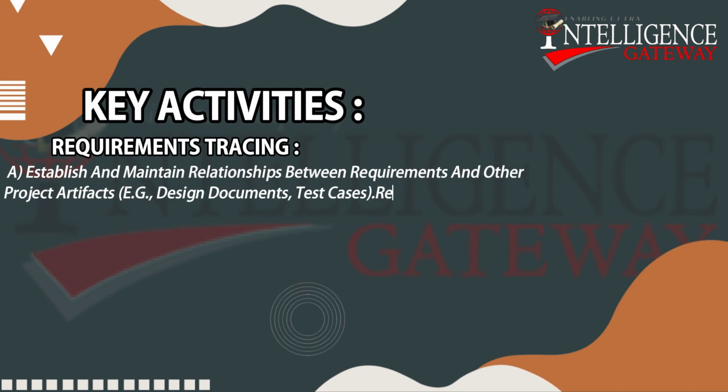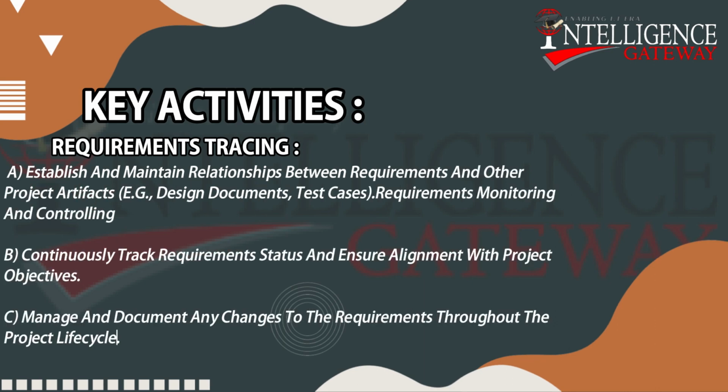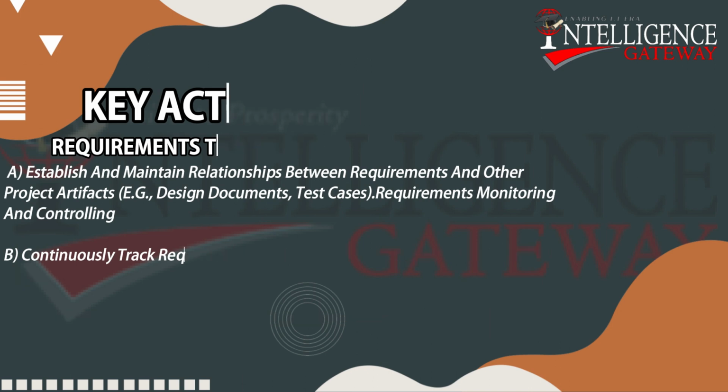Key activities. Requirements tracing. A. Establish and maintain relationships between requirements and other project artifacts, e.g., design documents, test cases. Requirements monitoring and controlling. B. Continuously track requirement status and ensure alignment with project objectives. C. Manage and document any changes to the requirements throughout the project lifecycle.